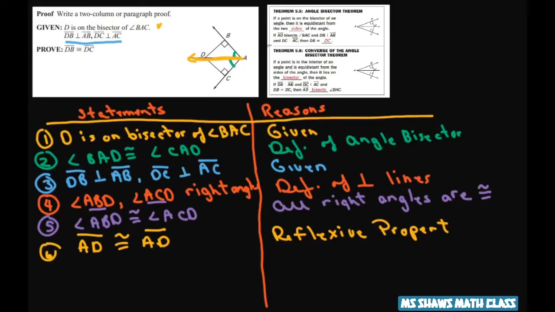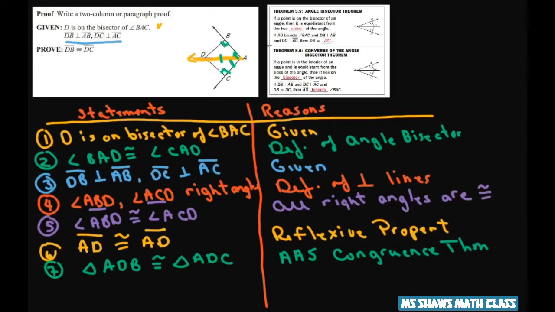And then since this side's congruent and these angles are congruent, we have angle, angle, side. So we know that triangle ADB is congruent to triangle ADC. And that's by your angle, angle, side congruence theorem.